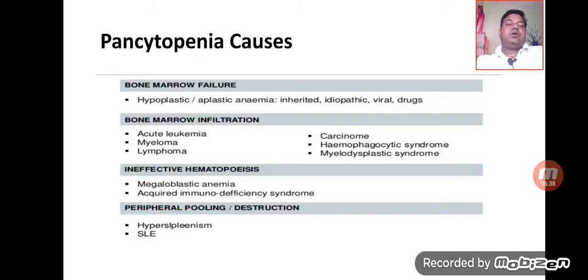Ineffective hematopoiesis is basically seen in megaloblastic anemia and acquired immunodeficiency syndrome. In this also we will see the features of pancytopenia. Apart from this, there is peripheral pooling or restriction of the cells, which results from hypersplenism and SLE. So these are the causes of pancytopenia, and one of the important causes is aplastic anemia.